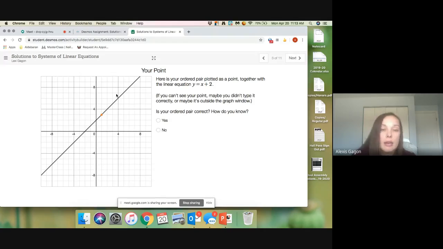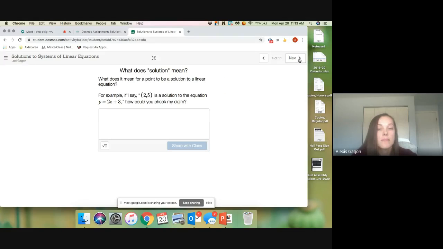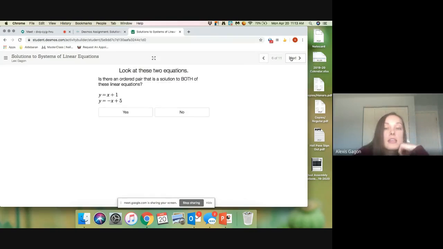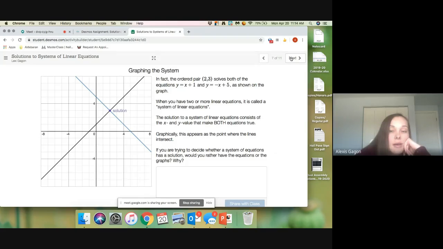Here's your ordered pair right there. We want to know if this is correct. Like this one is correct because it's on the line. Okay. And then just keep typing through this. Is there an ordered pair that is a solution for this? Yes, there is because it crosses. And then just keep going through this.